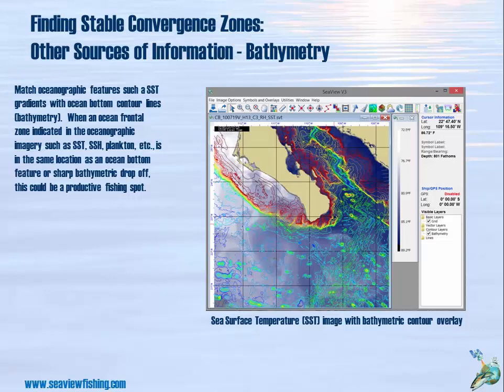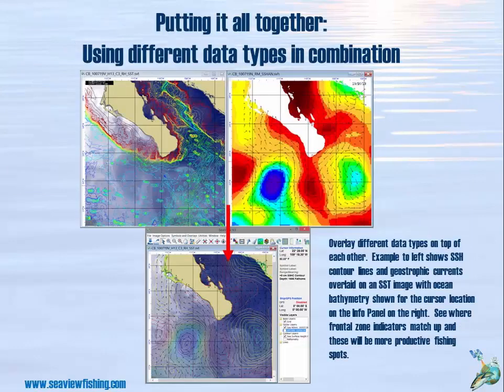When an ocean frontal zone indicated in the oceanographic imagery such as sea surface temperature or sea surface height is in the same location as an ocean bottom feature or sharp bathymetric drop-off, this could be another area where you will find productive fishing. With SeaView's display and overlay capabilities, you can visualize the different data types we've discussed in combination to make the best decision possible when forming your fishing strategy.